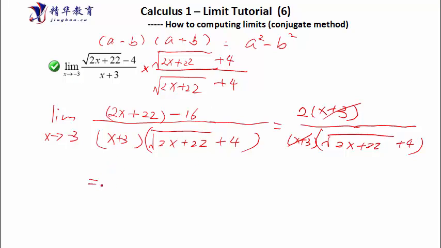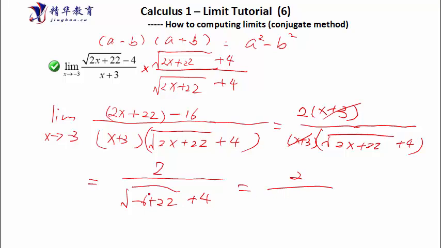So we're just going to get 2 on the top. The bottom equals the square root of what? 2 times -3, which is -6, plus 22, then plus 4, which is the square root of 16 plus 4. The square root of 16 is 4, so 4 plus 4 is 8, and the answer equals 2 over 8, which is 1 over 4. That's it. Make sense? That's how to use the conjugate to compute a limit.